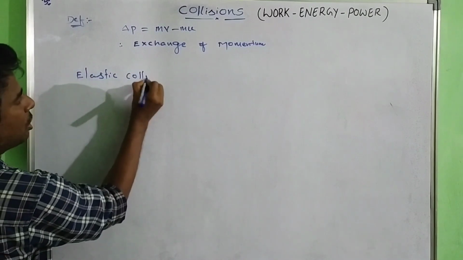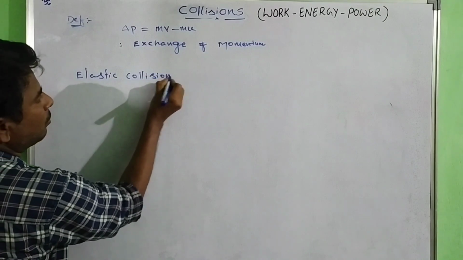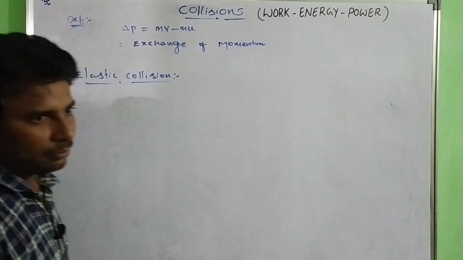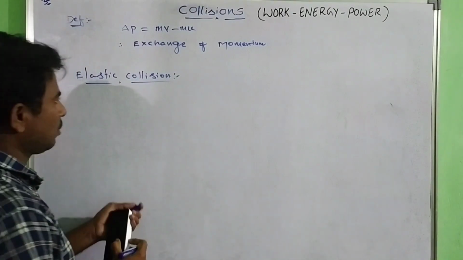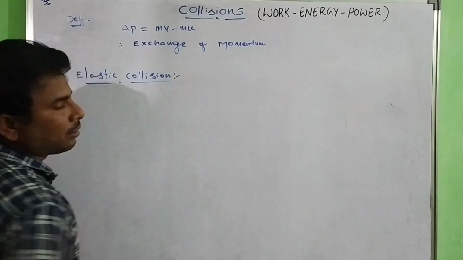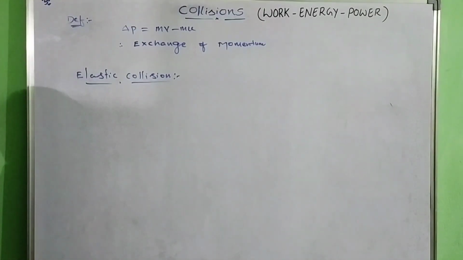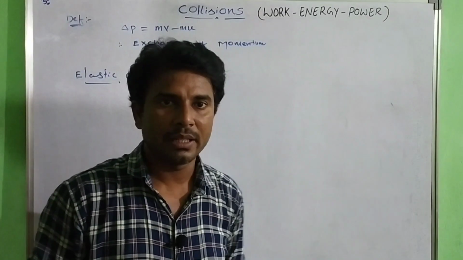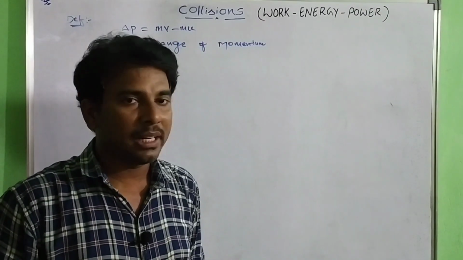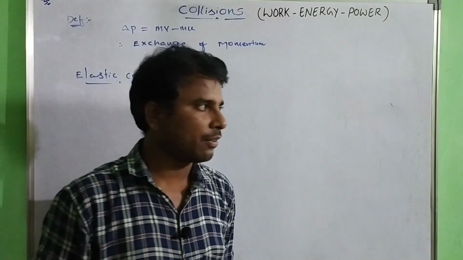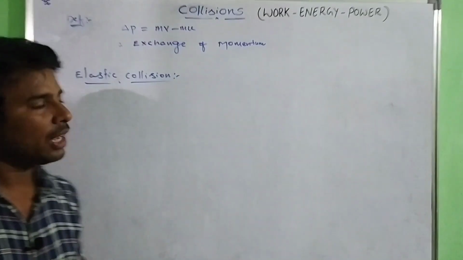Elastic collision. Now we are taking two bodies A and B. These have some initial velocities u1 and u2, and after the collision, final velocities v1 and v2.